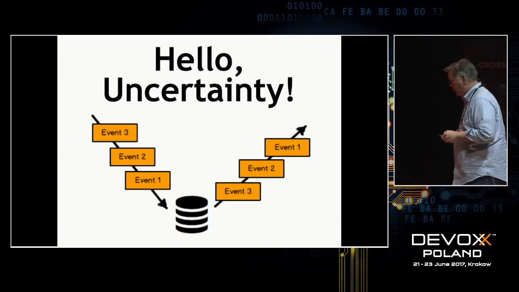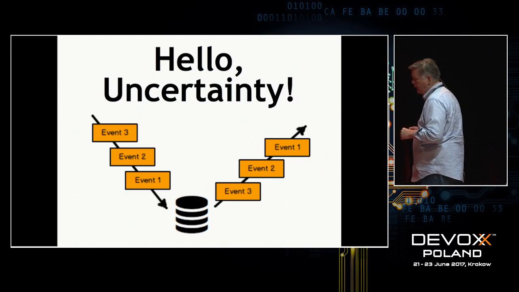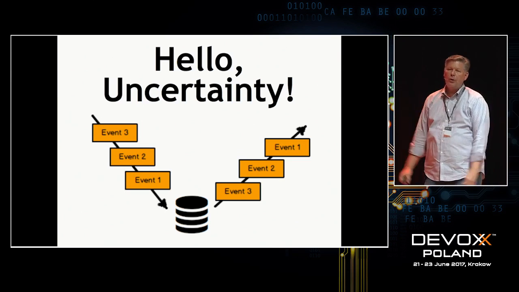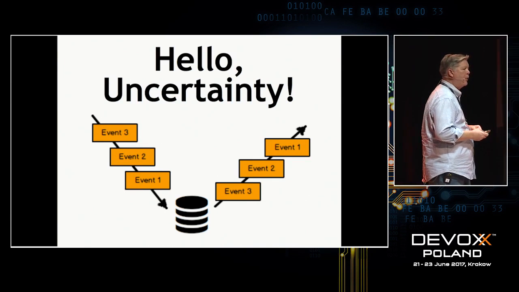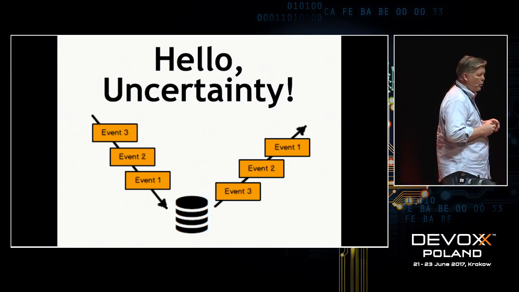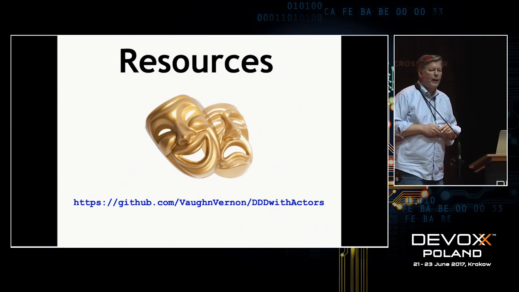Now, one thing that I have neglected to warn you about is that when you start developing reactive systems as a whole, we have to say hello to uncertainty. In fact, we have to embrace uncertainty, and I'll be talking more about this down the road. I'm not going to go into detail right now about that.